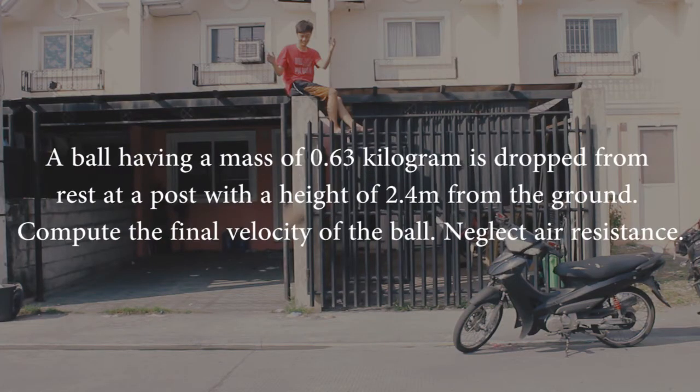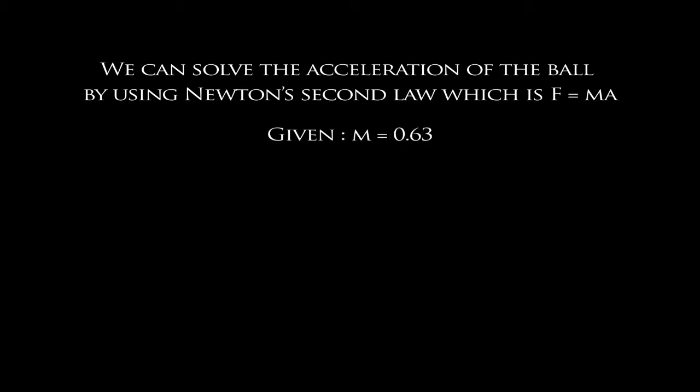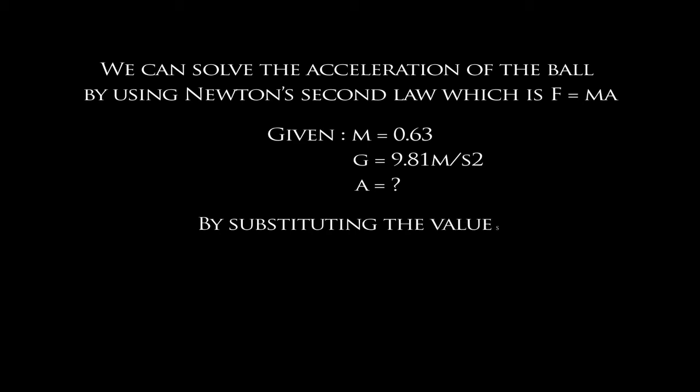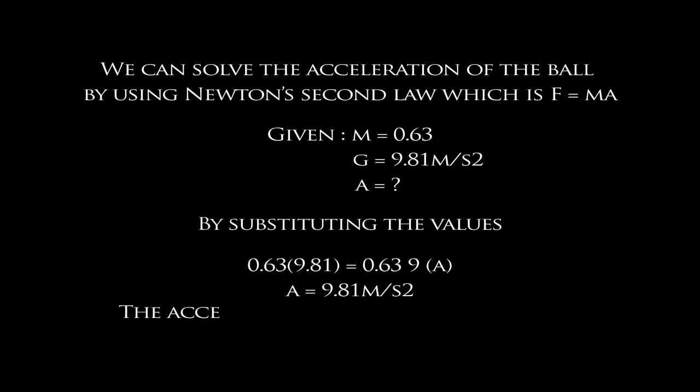A ball having a mass of 0.63 kg is dropped from rest at a post with a height of 2.4 meters. Compute the final velocity of the ball. Neglect air resistance. We can solve the acceleration of the ball by using Newton's second law, which is F equals ma. By substituting the values, the acceleration of the ball is 9.81 meters per second squared.